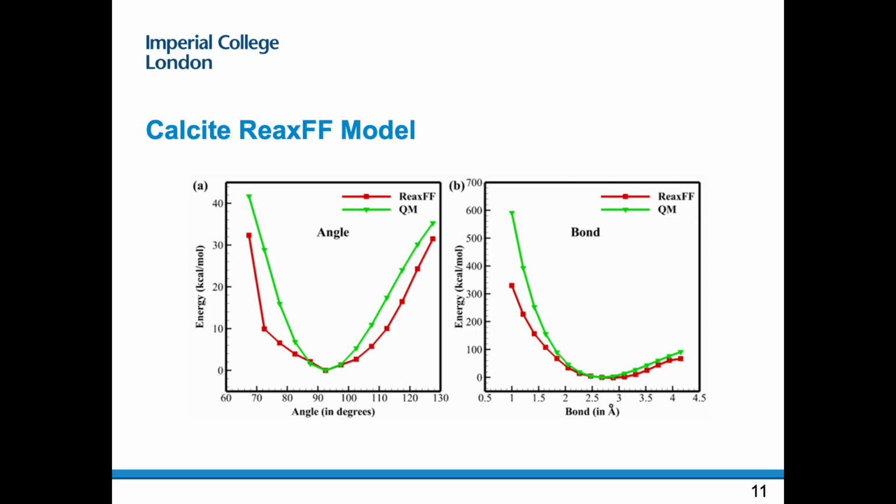We can see good agreement between the ReaxFF and DFT energies for the calcium-oxygen-carbon angle and the calcium-carbon off-diagonal. The energy differences between the two models are comparable to the typical error of DFT calculations.